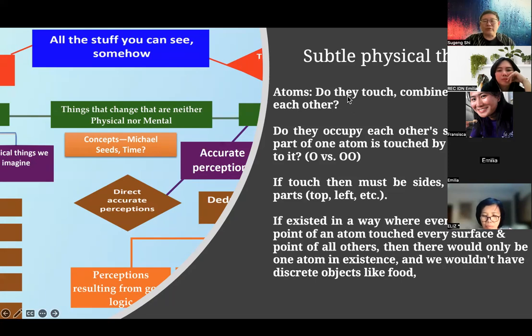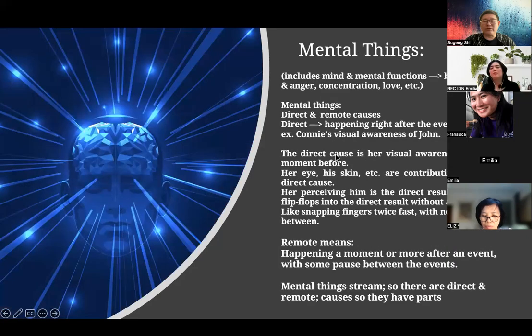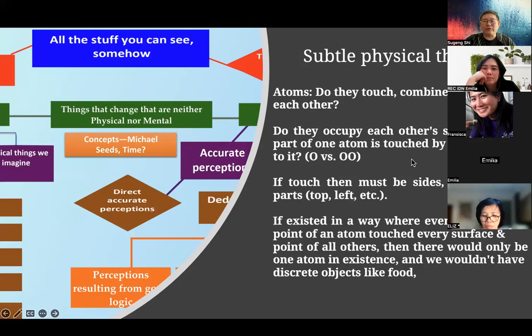Now, do atoms touch, combine, blend into each other? Now let's make our mind very, very small. Okay, one atom and the other atom. If we put them together, they are touching. When I say they are touching, right? They are touching at the sides. The other part, they are not touching.